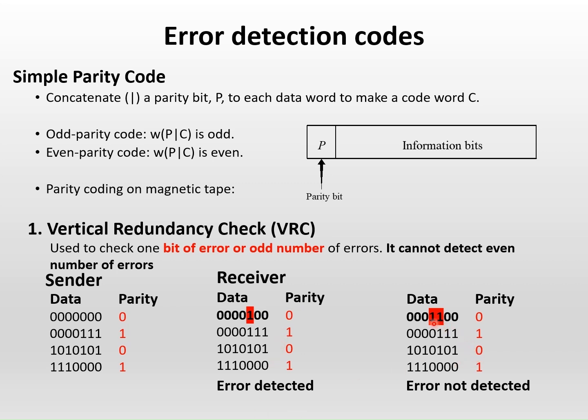But suppose 2 bits have changed in the first data, then the parity is not changing, right? So receiver will recalculate parity, and parity is also matching. So receiver has no way of knowing that the data has changed and 2 bits have altered. So VRC is a very simple coding. 1 bit is added. It can check only single bit, or it can check odd number of errors, but it won't be able to check even number of errors.